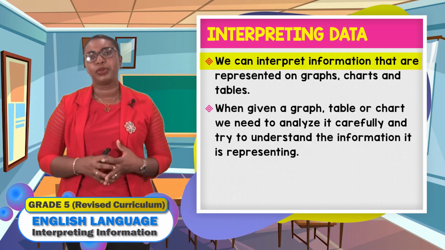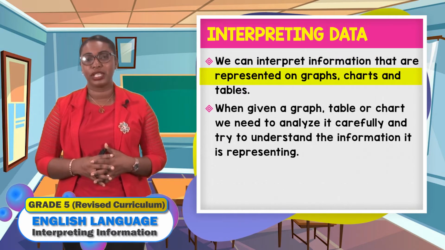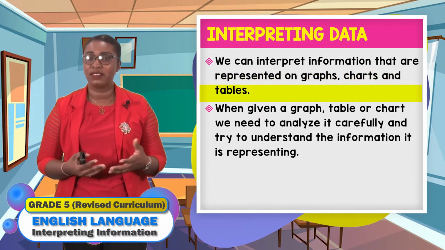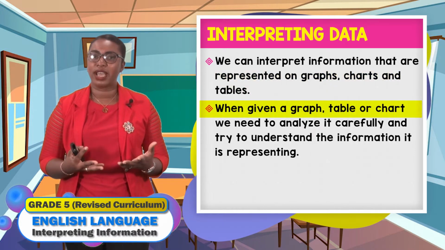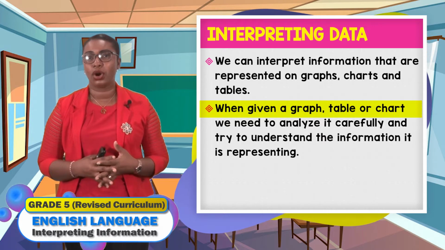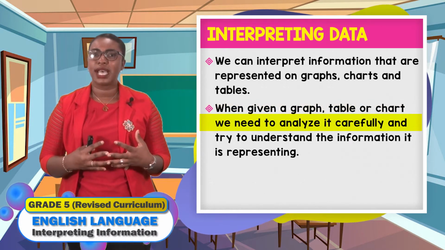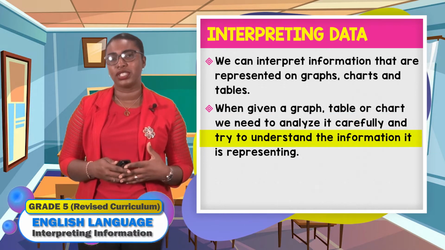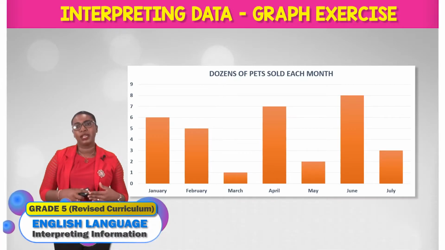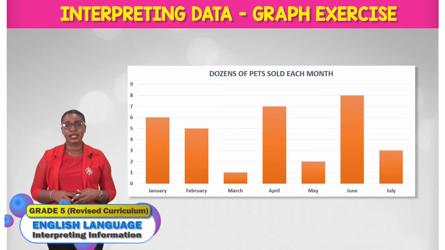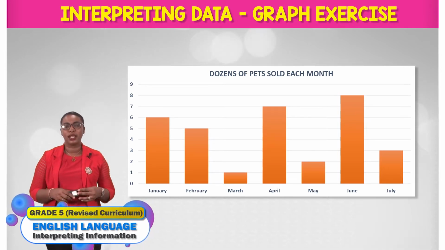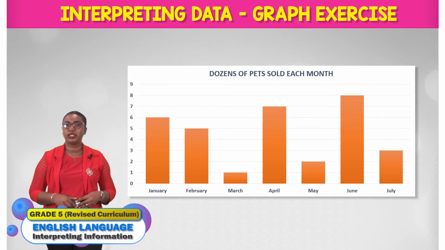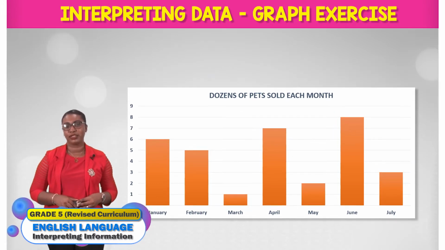Now, we can interpret information that are represented on charts, graphs, tables, even maps. When given a graph, a table, or a chart, we need to analyze it carefully and try to understand the information it is representing. Here we have a few exercises that we will look at. Let's look at this graph and see if we can interpret the information that is provided.